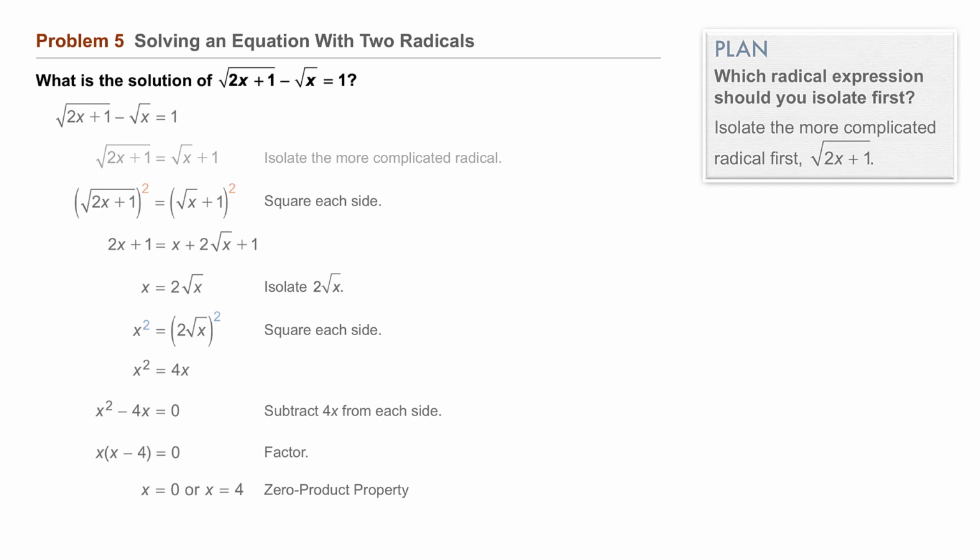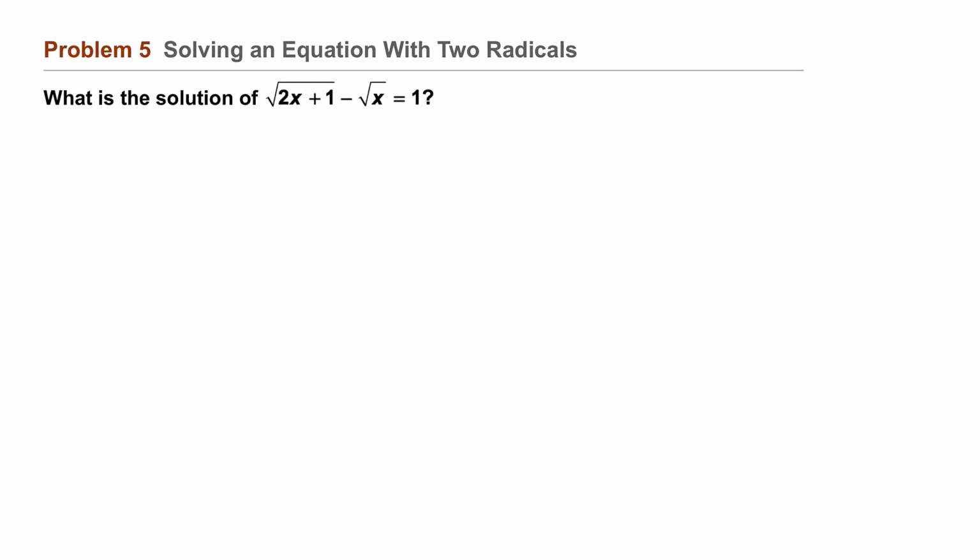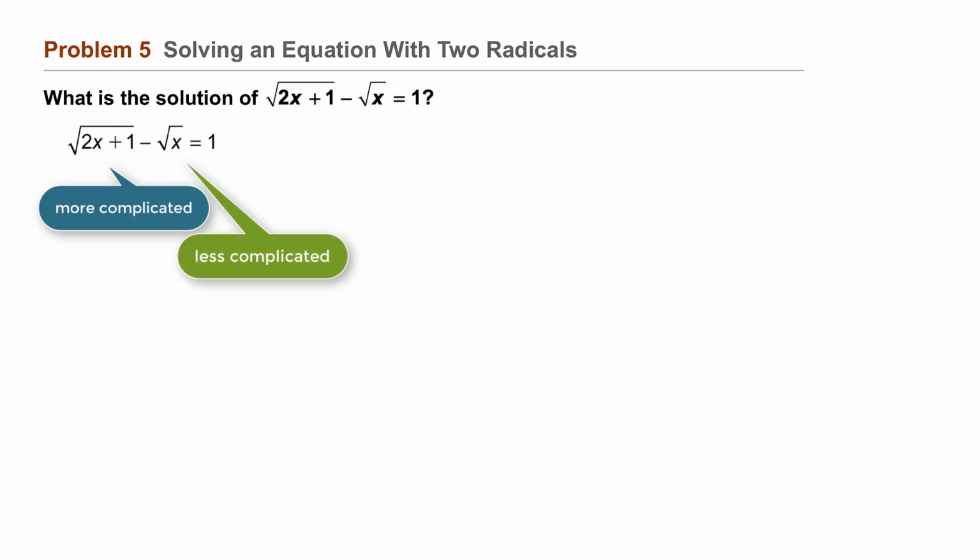Problem 5. Solving an equation with two radicals. What is the solution of the square root of 2x plus 1 minus the square root of x equals 1? Well, after rewriting the equation, we'll isolate the more complicated radical. Note the radical 2x plus 1 is more complicated than just simply the square root of x.